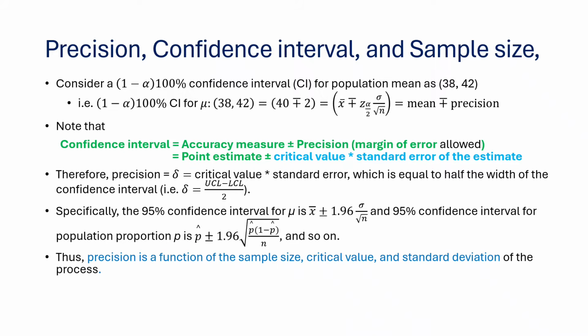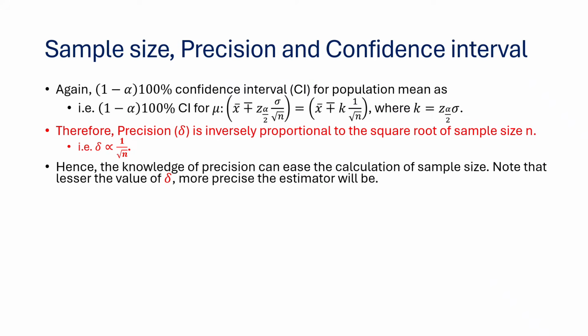Because standard deviation comes naturally when you compute the standard error of the estimate. So a more precise estimate means a narrow confidence interval. In that case, your estimate will be more precise.